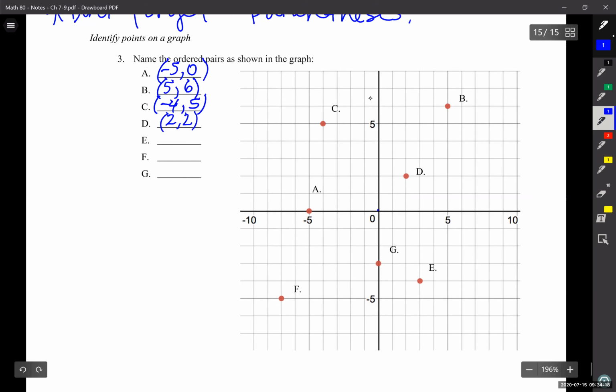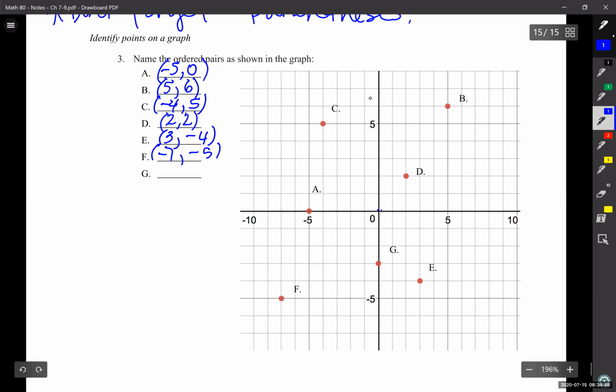For E, I'm starting off going right 1, 2, 3 spaces, and then I'm going down 4. So the right is going to be a +3. The down is going to be a -4. Left and right is always first. Up and down is always second, or last. All right, F, I'm going all the way over here. So that's 5, 6, 7 to the left, -7. And then down to -5 with my parentheses.